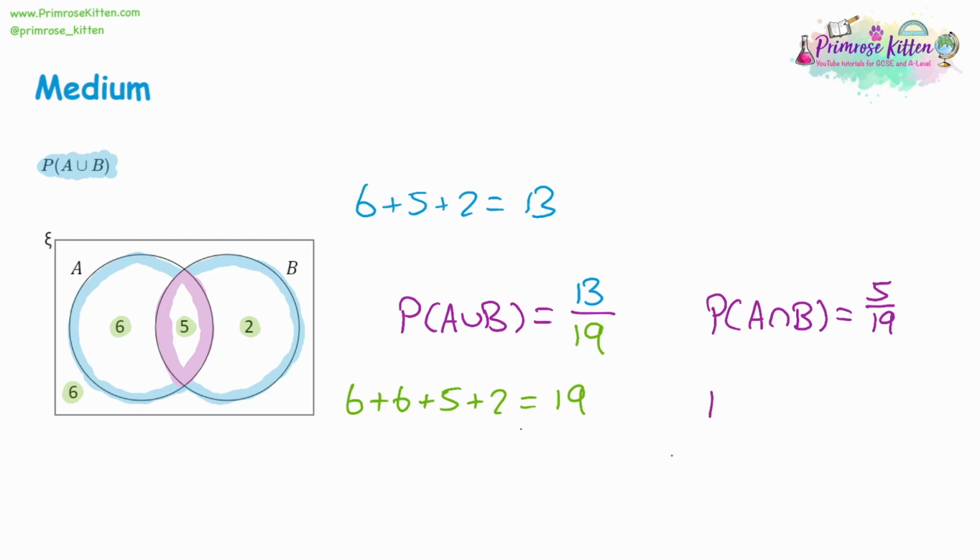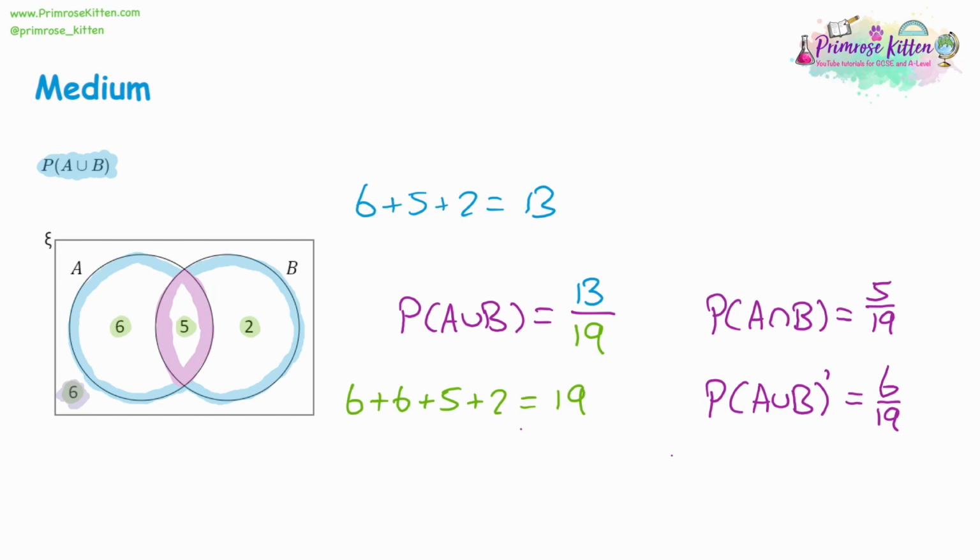So, for example, if you wanted the probability of not getting A union B, so you put a dash on this, then that would be 5 out of 19. And that would add up to 19 out of 19. In fact, it wouldn't be a 5, it would be a 6 to add up to 19 out of 19. And what would that represent? That would actually just represent the 6 on the outside, because that's the only thing that's not in the union of A and B.